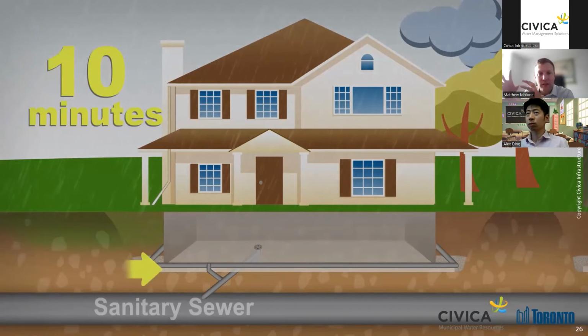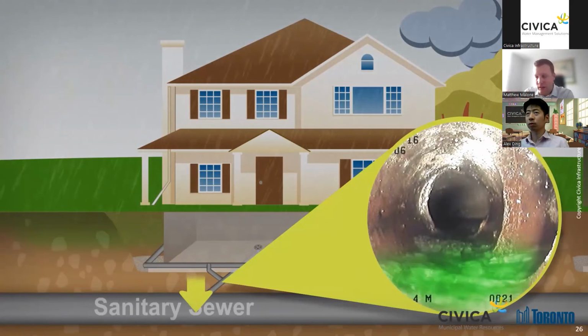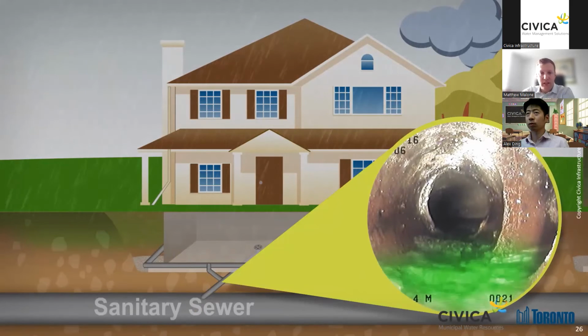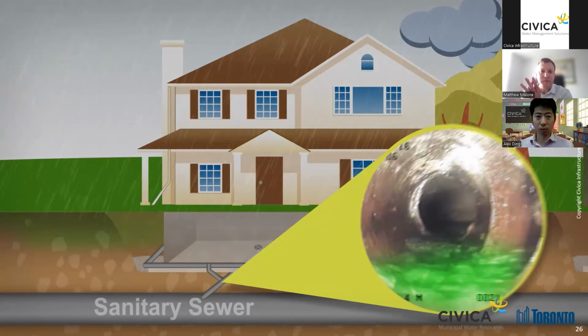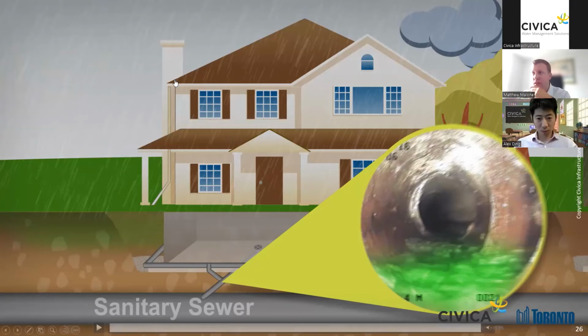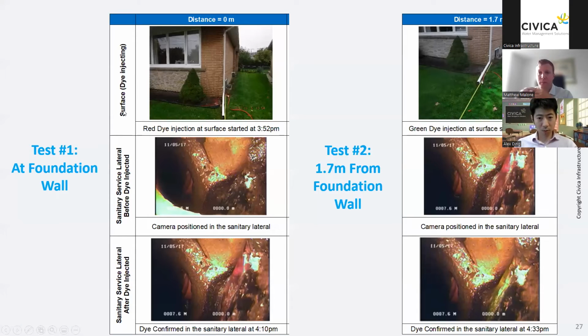And what we found is that it took only 10 minutes for that water that we're putting at the surface to get into the foundation drain and then into the lateral and into the sanitary sewer system. So when you think about the response time in a sanitary sewer system, 10 minutes is really not that much. When you think about the response time at a downstream pumping station or a treatment plant, oftentimes that peak flow is maybe 4 to 6 hours later. So all of this flow is able to accumulate and go down and impact that downstream infrastructure.